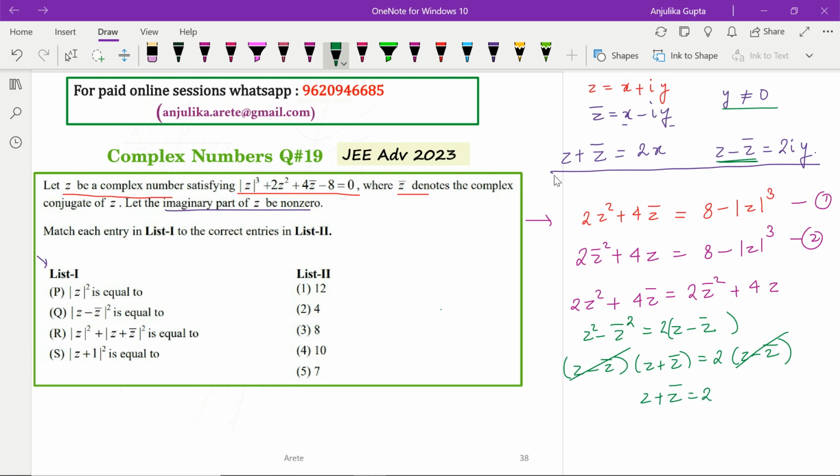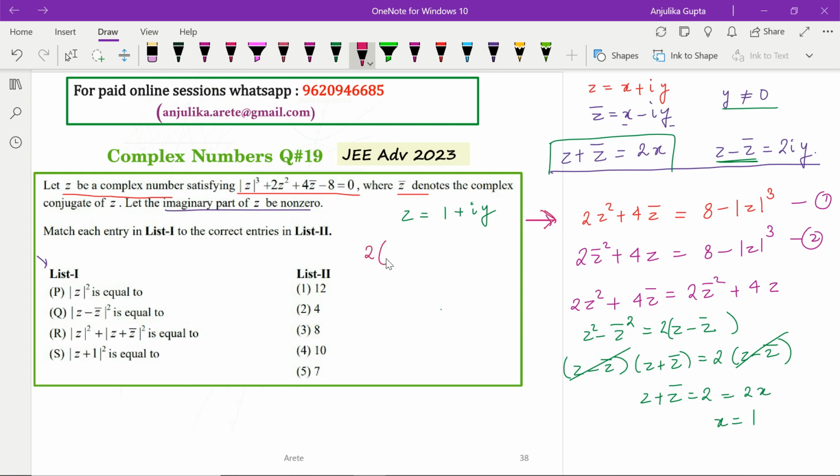What does that mean? Can you see here? z plus z bar is nothing but 2 times x. That means you get the x value to be 1. So we understood that for the complex number we want to find, we already know its real value, that is 1. The only thing we don't know is y, the imaginary part of it. Again we use the same equation by plugging in the z value now.